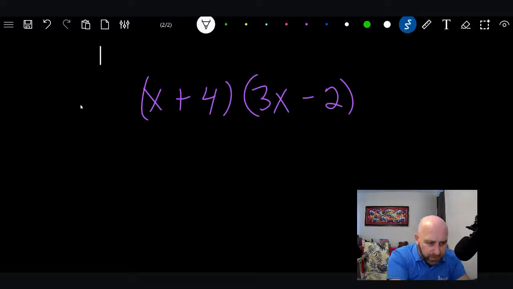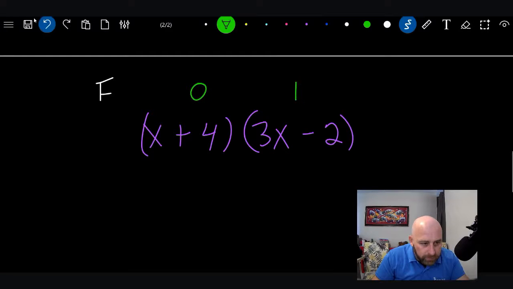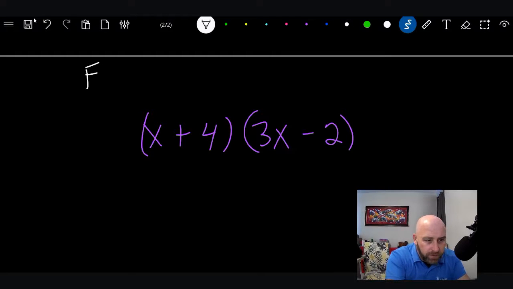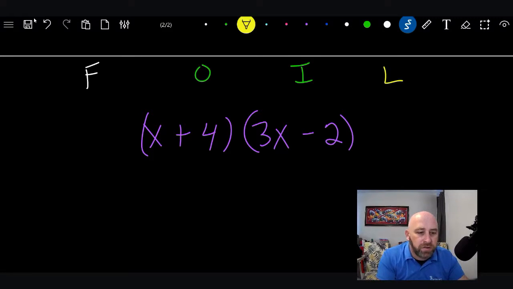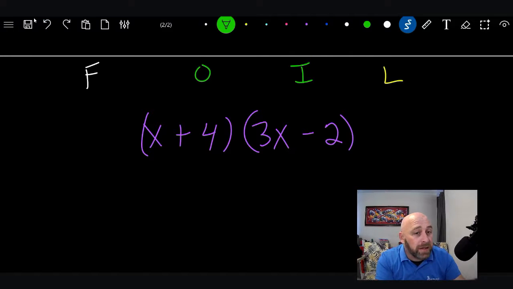Let's do first, outer, inner. Well, I'm going to move those up a little bit so they don't get in my way. First, outer, inner, last. Okay, so I'm changing the colors just so you can see. One thing that you'll notice is pretty much every time that we do the O and the I, you're going to be able to combine them. Now, not every time. There are certain instances where you can't combine them because they're not like terms. But most of the time you can.